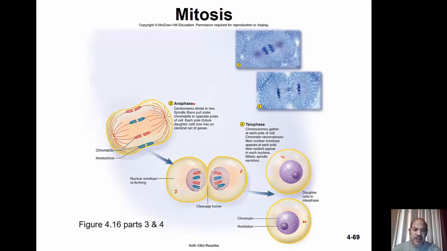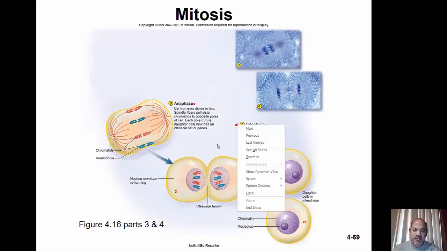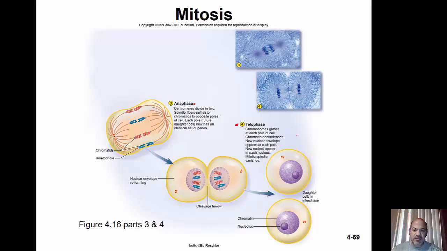And so now each side, when they get to the opposite sides, are going to have complete copies of those chromosomes. And then we have telophase over here. Telophase is kind of like the opposite of what happens during prophase.